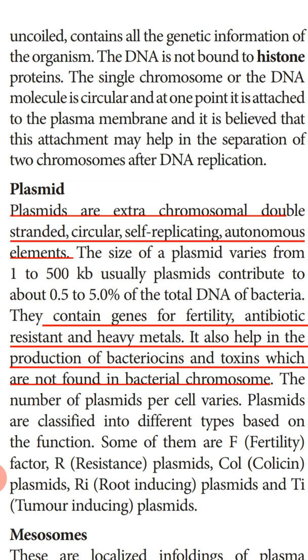Root inducing plasmids are found in the roots of the plant, and they cause the growth of more roots in the plant. The difference between the normal root and the root inducing plasmid is that the normal root shows geotropic growth, whereas when the root inducing plasmid is present, they show irregular growth. They show any pattern of growth, they are not always geotropic. Next is the tumor inducing plasmid. Tumor inducing plasmid causes an extraordinary growth on the plants, like tumors. Next we are going to study the mesosomes.